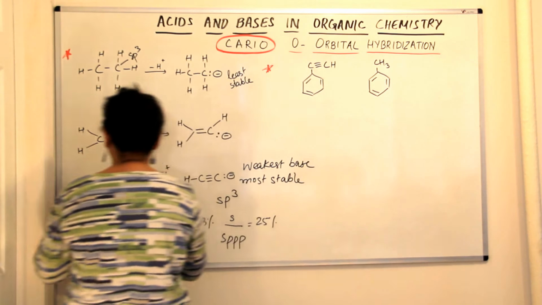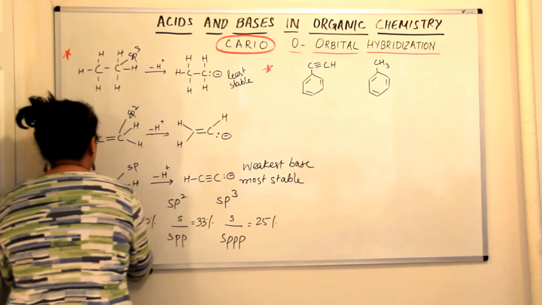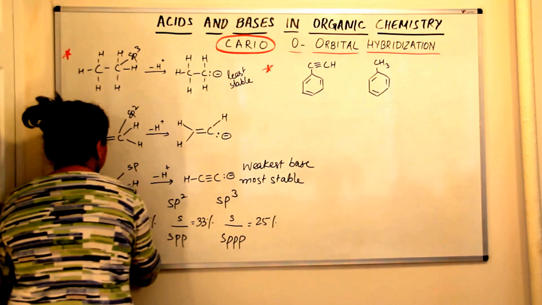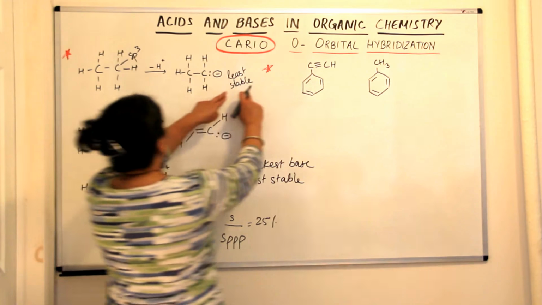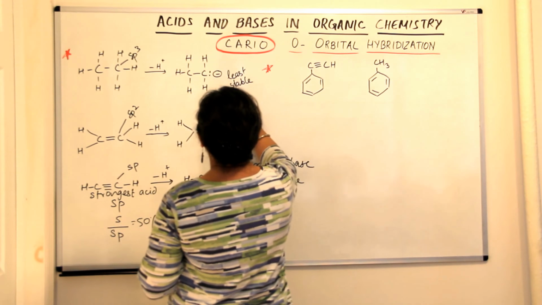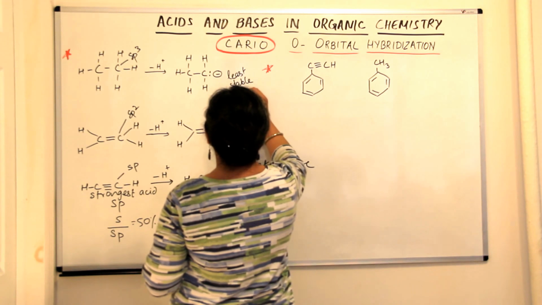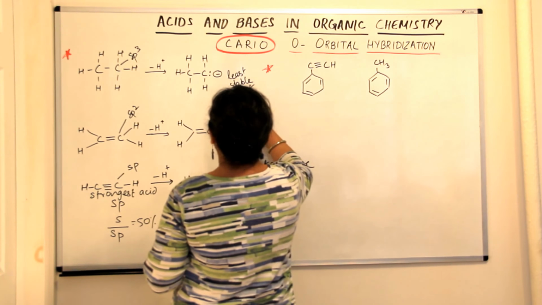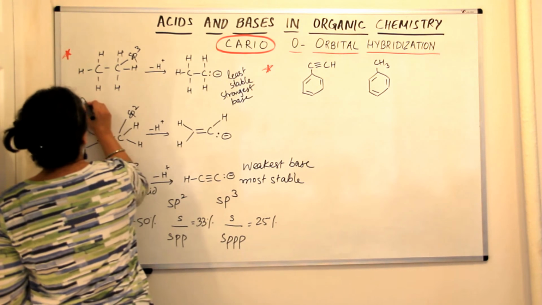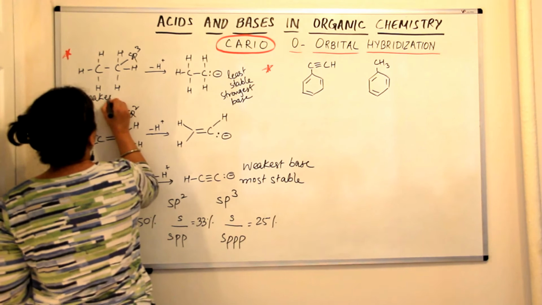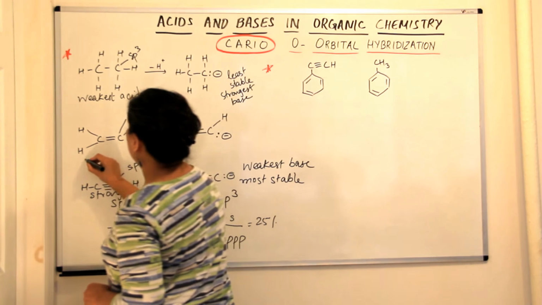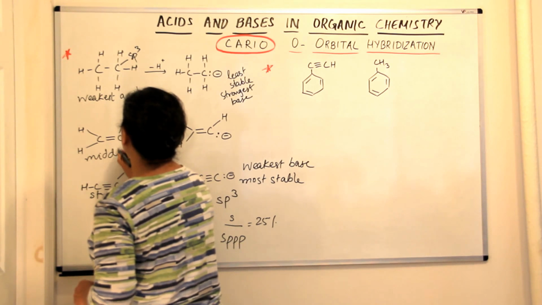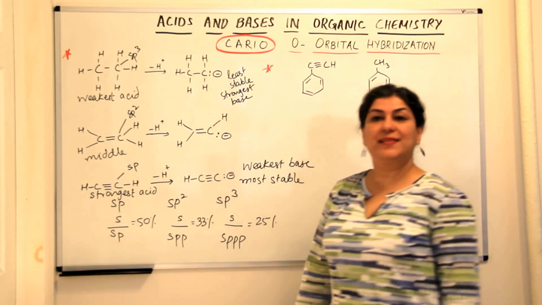And as a result, the weakest base, conjugate base, would be the strongest acid. And this is the least stable. It means it is the strongest base, while this would be the weakest acid. And this falls in the middle. It is in the middle, both as the acid and the base.